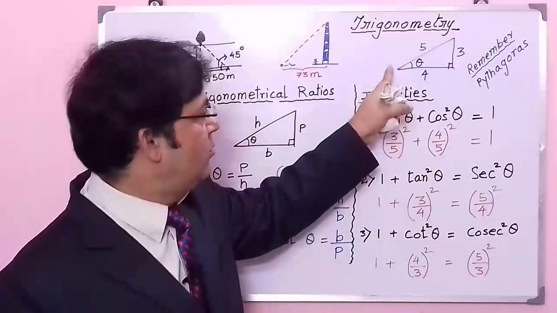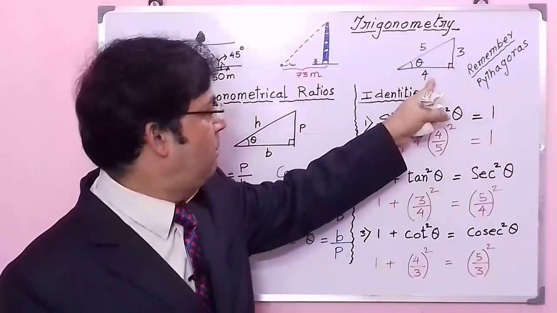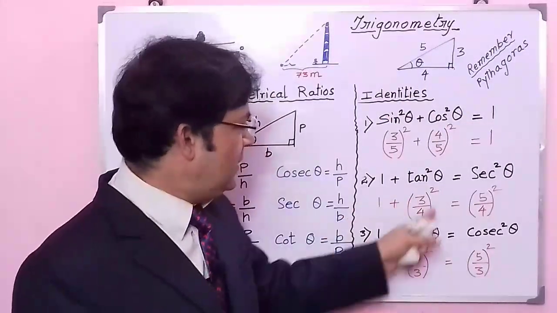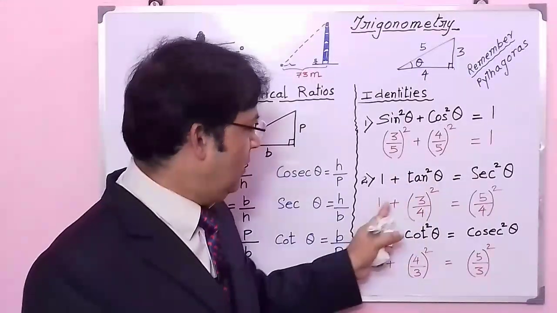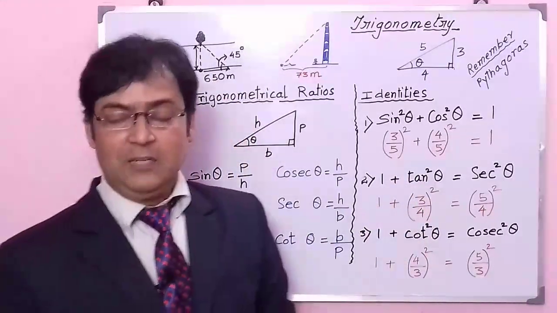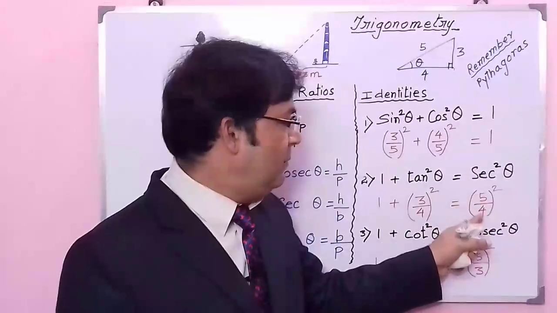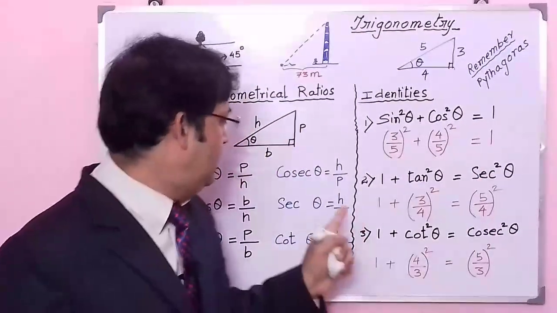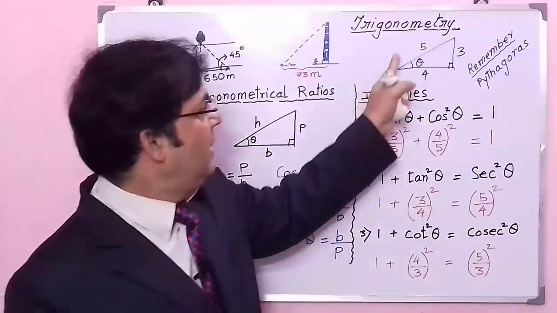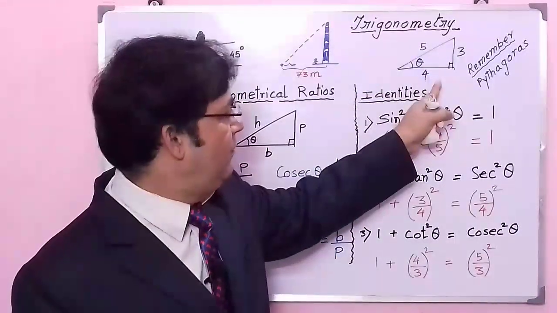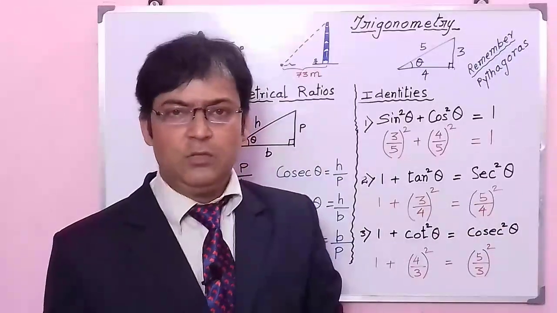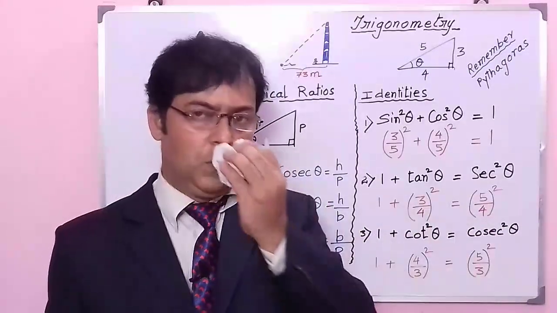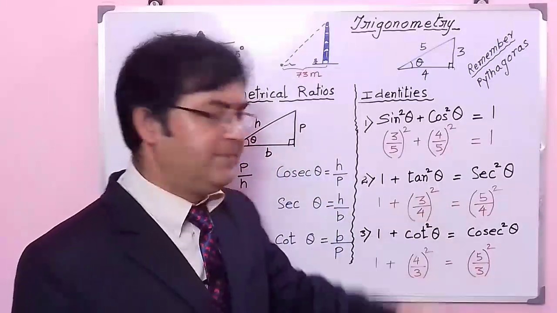Tan is 3 by 4. Square it. If you square this, 9 by 16. 1 plus 9 by 16 will give you 25 by 16, that is sec square theta. Sec is h by b, 5 by 4. You square it, you check out yourself, left hand side will be equal to right hand side.